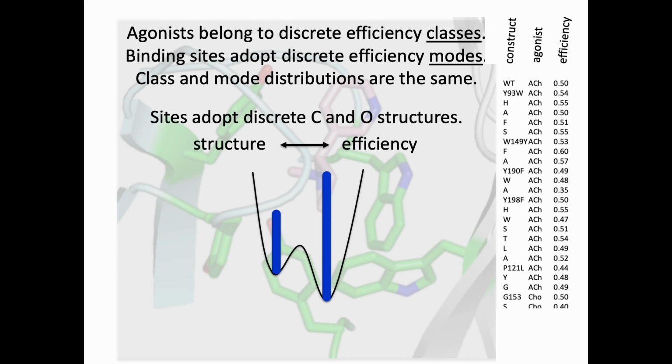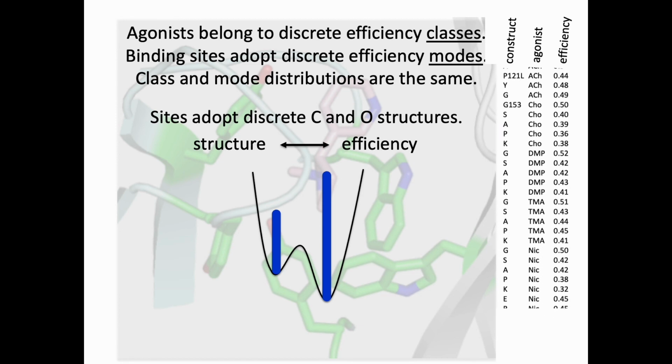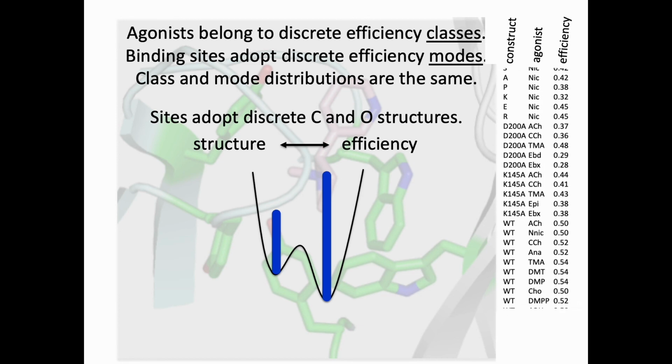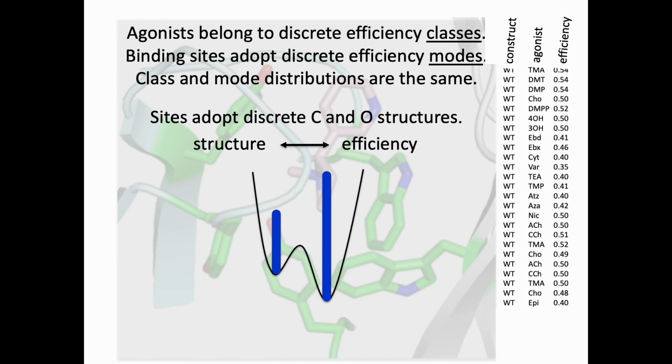And I just want to end by showing you a list of all the efficiency values that we have for different mutations and different agonists. And there's a lot of them. And down here, I'm showing you the four that I'm ending with, the gamma subunit, where ACh, carbachol, TMA, and choline are all 55, 56%. So that's the end of the second chapter of the pamphlet. And the next chapter is going to have to do with the origins of efficiency.